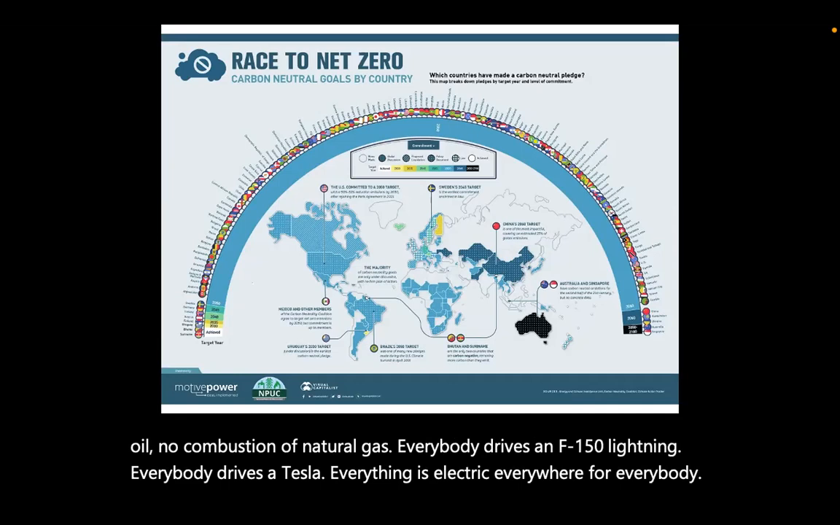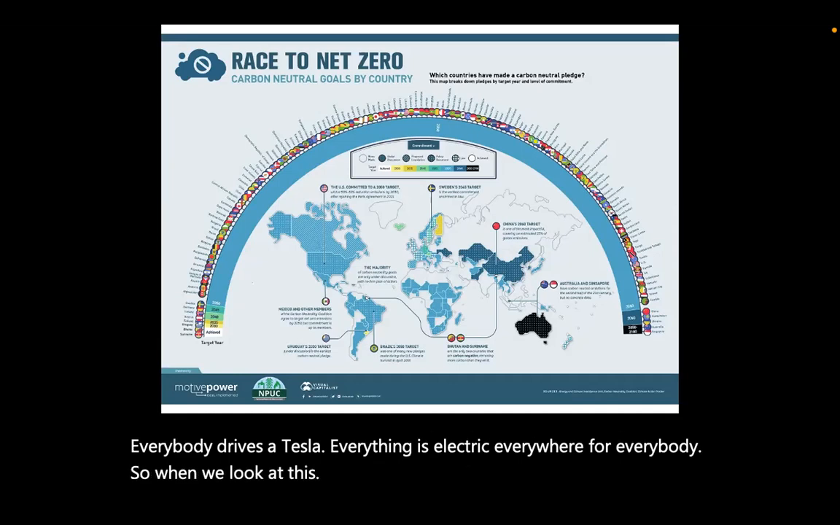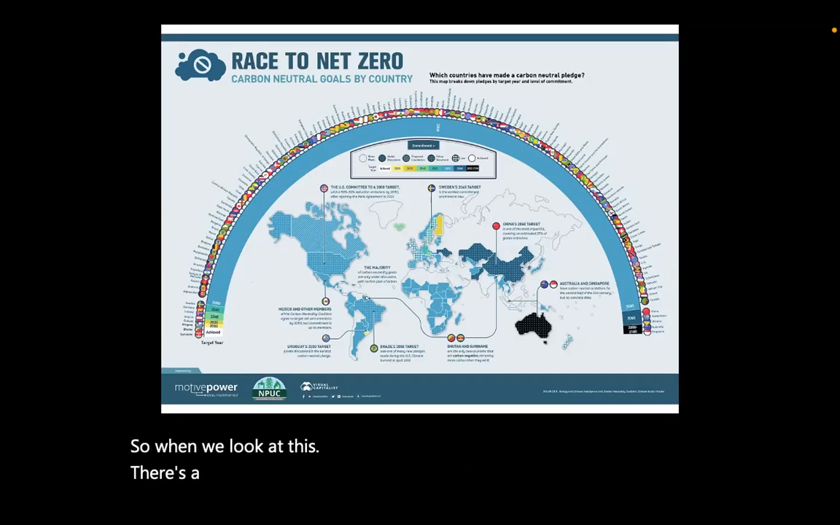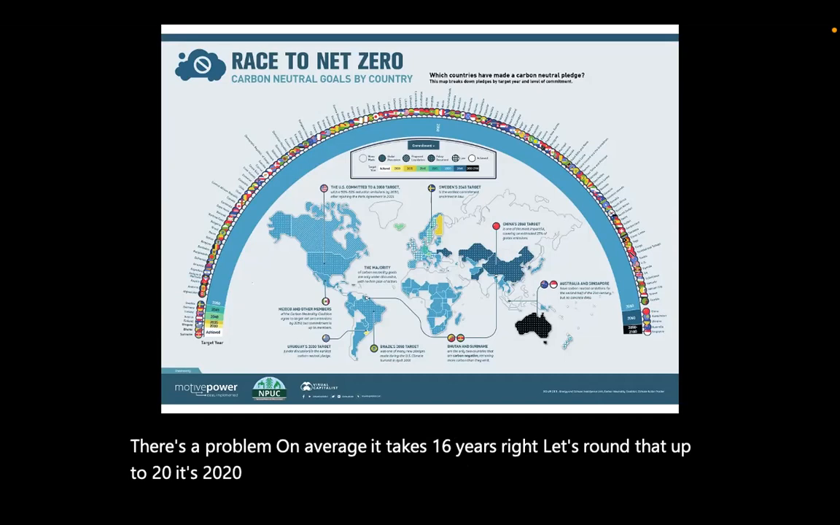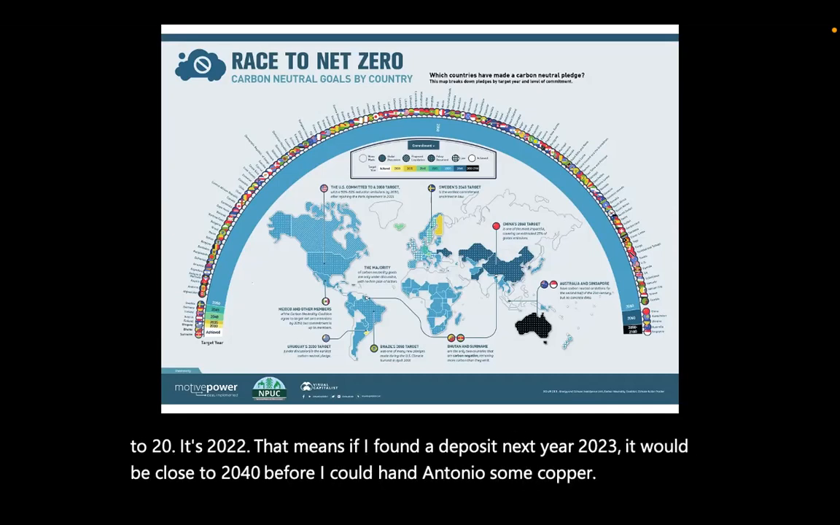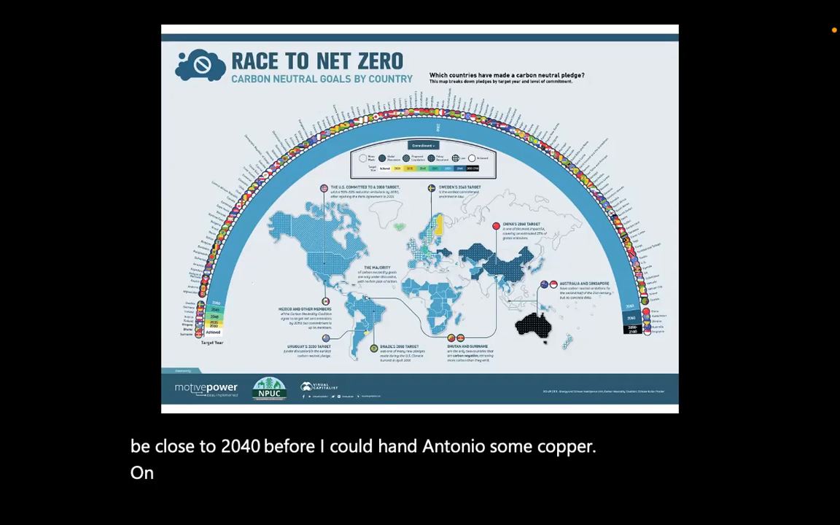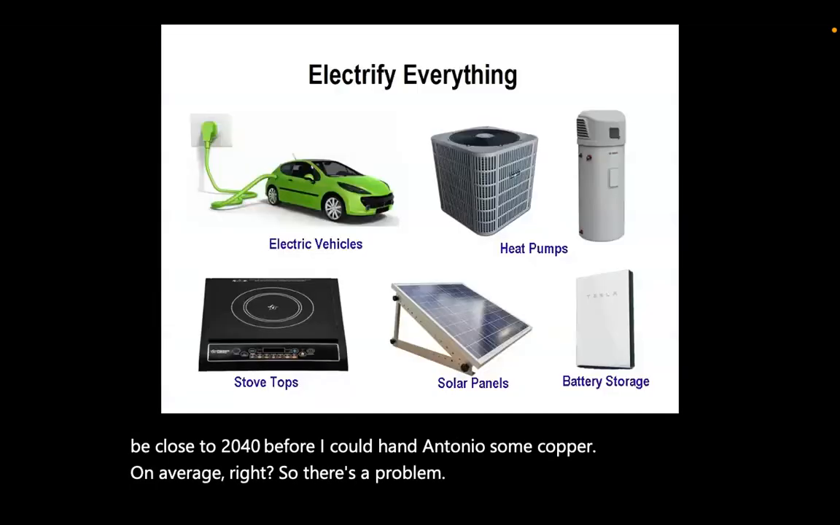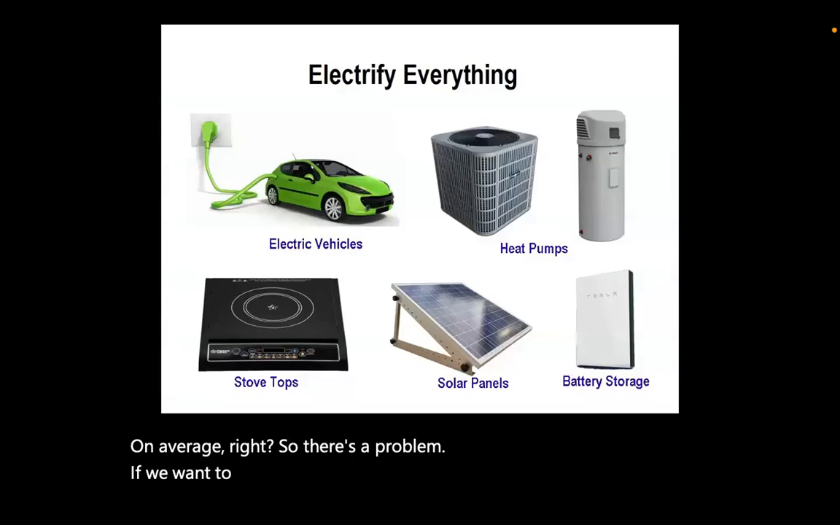So when we look at this, there's a problem. If on average it takes 16 years, let's round that up to 20. It's 2022. That means if I found a deposit next year, 2023, it would be close to 2040 before I could hand Antonio some copper on average, okay? So there's a problem if we want to electrify everything.